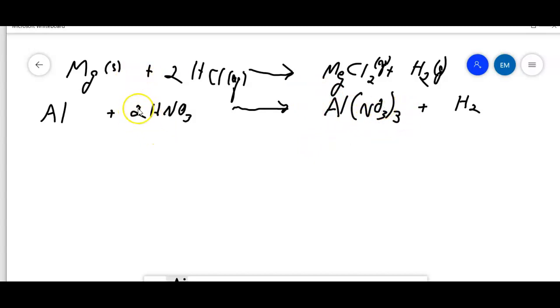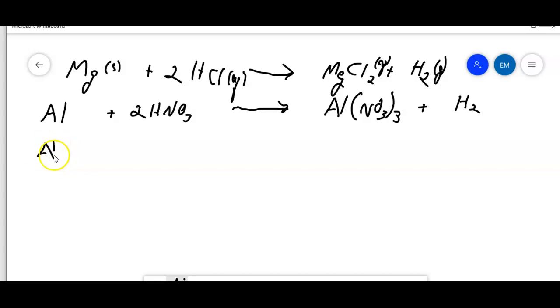Let's balance these hydrogens. Okay, so now we're balanced with 2 hydrogens to give you 1 molecule of hydrogen gas. And now we've really got a mess because we have 2 nitrates here and 3 here, which means that we're going to have 6 of something. So let's balance these nitrates. Let's multiply here by, let's do it like this.